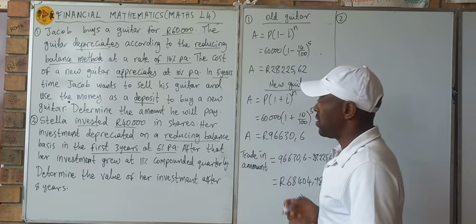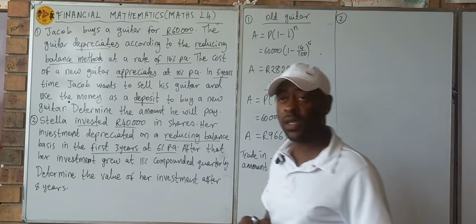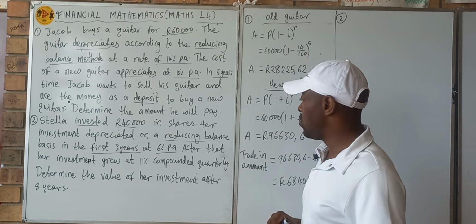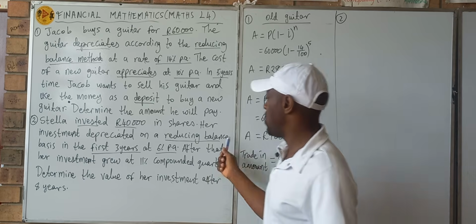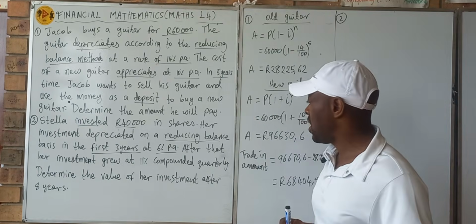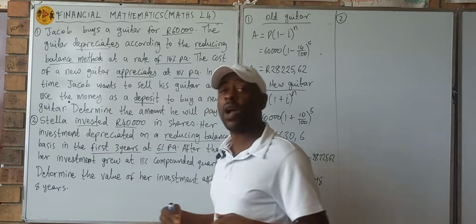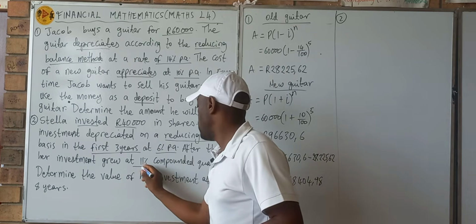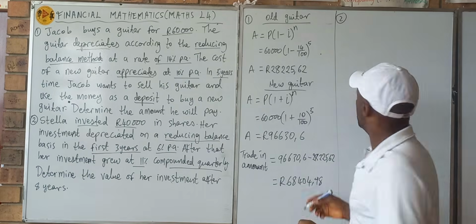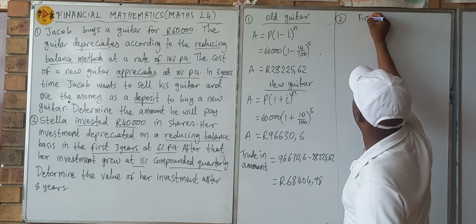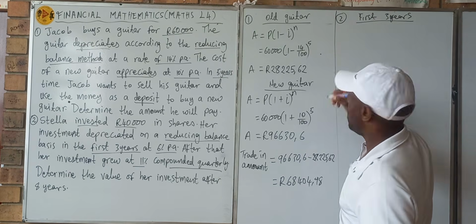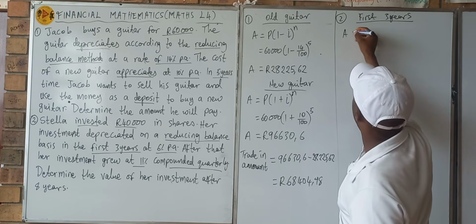So it means she invested 40,000 into shares. That's the original value of the shares, but unfortunately for her, it's like business didn't do well. Her shares depreciated at a reducing balance method for the first 3 years at 6% per annum. Then after that, her investment grew, is now appreciating, grew at 11% compounded quarterly. Determine the value of the investment after 8 years. So with this kind of problem, we look at the first 3 years to see what was happening to Stella's investment. There was a depreciation at a reducing balance basis.